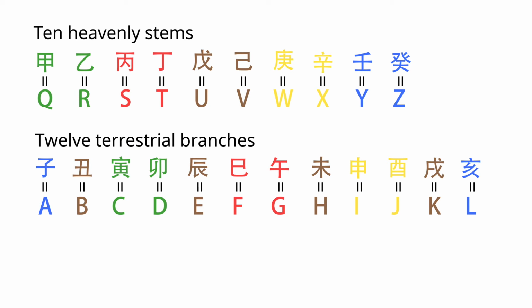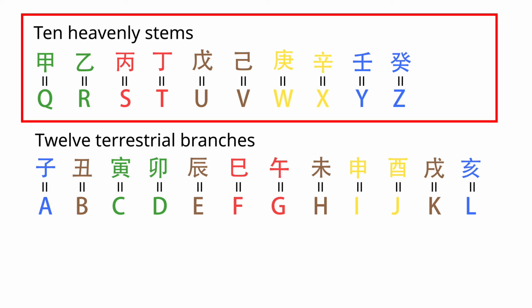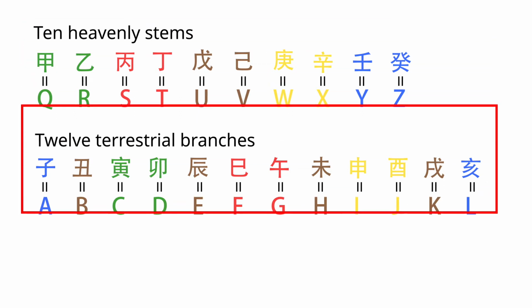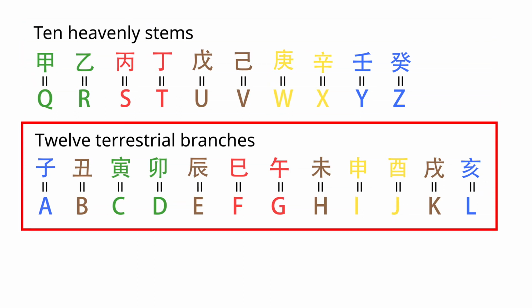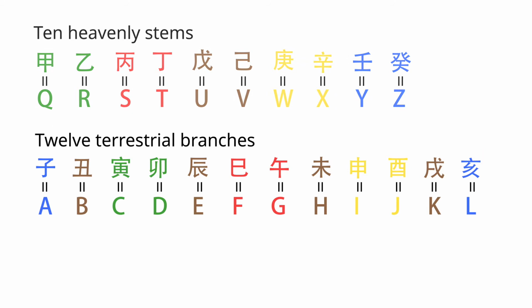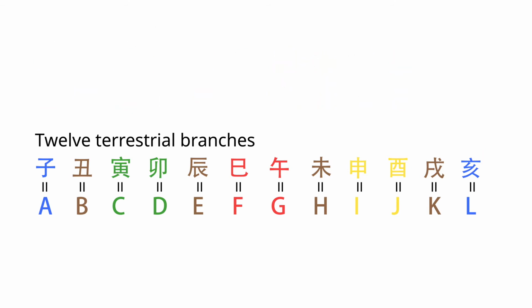In the 大六壬 divination method, 10 heavenly stems are not used much, and we mainly use the 12 terrestrial branches. So it's very important to know what each of the 12 terrestrial branches represents.